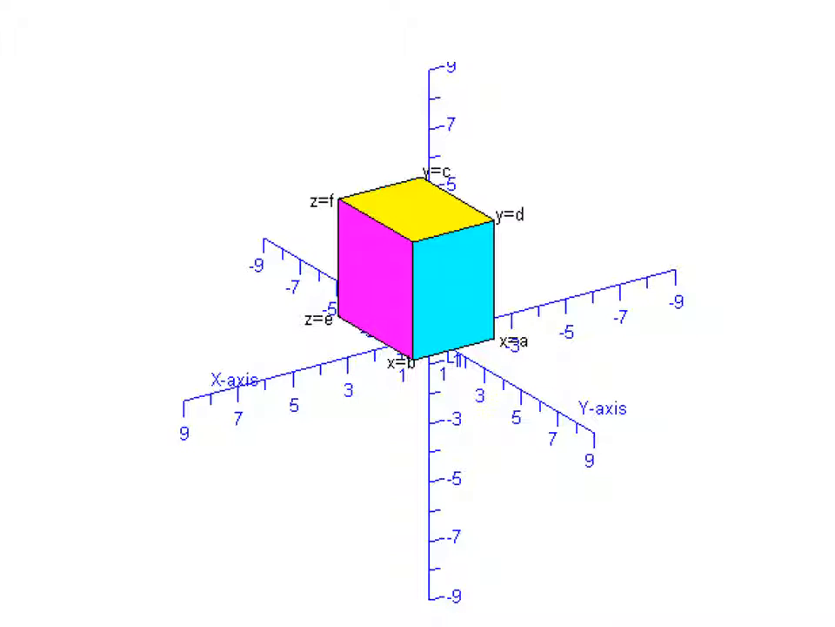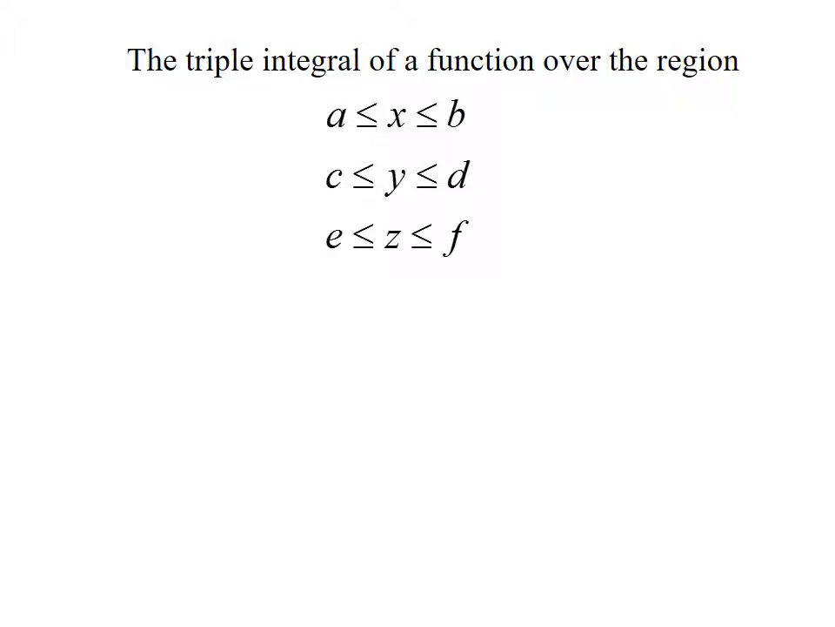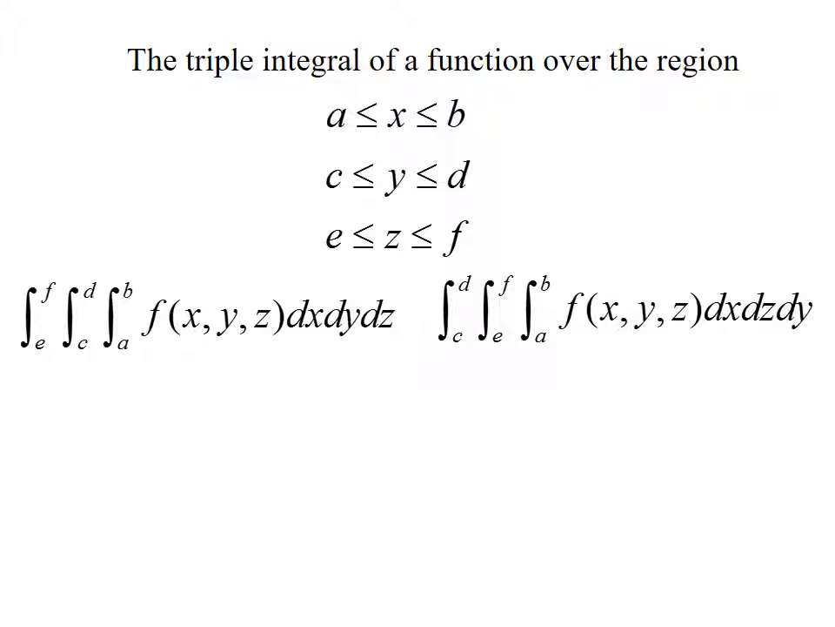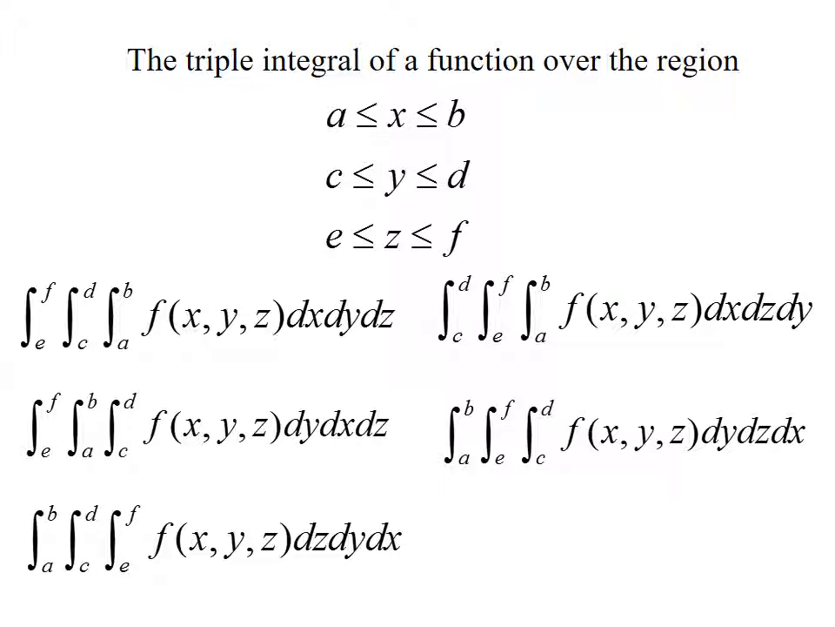And that three-dimensional region would look like a box or a cube, actually a rectangular solid. Cube would imply that they're all the same dimensions, and they're not. Now, if the limits on the x, y, and z are constants, in other words, if we're integrating over a boxed region, we can integrate in any number of orders. Here are the 6 different orders of integration.